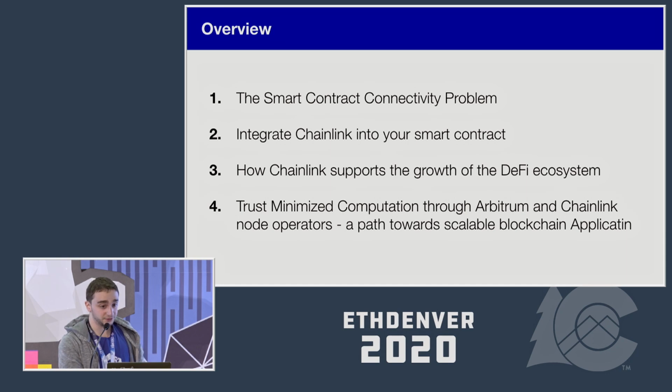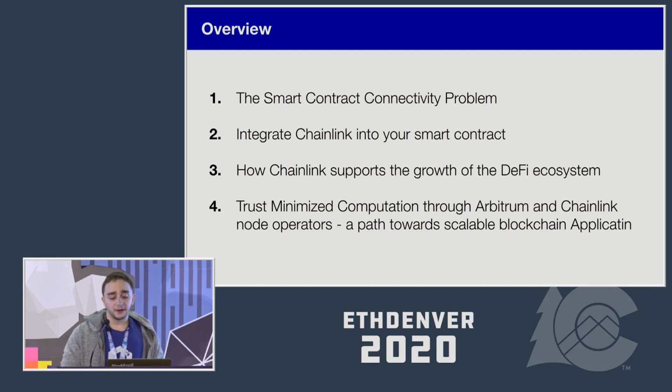So today I'm going to run a small presentation about Chainlink. The few items I'll be covering will be smart contract connectivity, basically, what is the main problem Chainlink focuses on solving in the blockchain ecosystem? Then I'll be making a small demo on how you can use Chainlink in your smart contract, how Chainlink supports the current DeFi ecosystem and the current kind of DeFi revolution which has been happening lately. And lastly, I'll be going over one new feature which we've been working on very hard in the last few weeks about trust minimized computation using Chainlink nodes and Arbitrum computation, Arbitrum rollups.